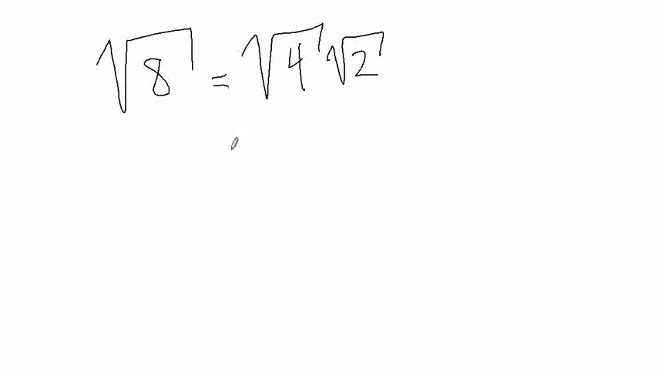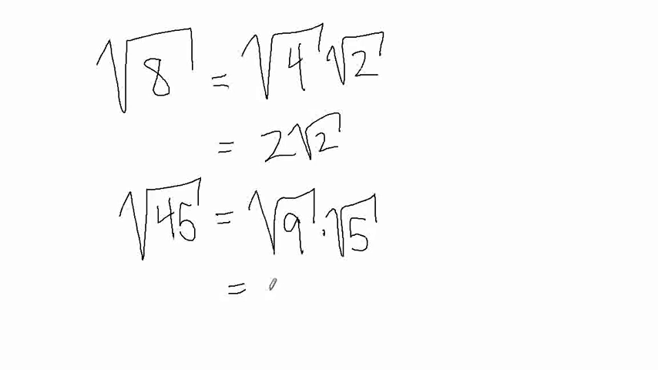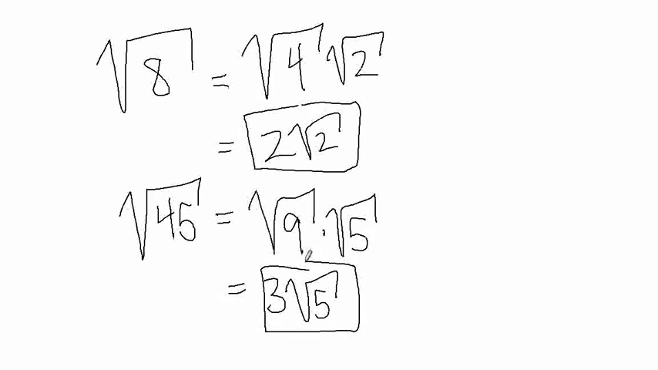Suppose you had the square root of 8. You could write that as the square root of 4 times the square root of 2, and that would help you to see that the square root of 8 is equal to 2 root 2. Here's another example. If you had the square root of 45, you could write that as the square root of 9 times the square root of 5, and that might help you to see that the square root of 45 is equal to 3 times the square root of 5. So you may want to do that sometimes.